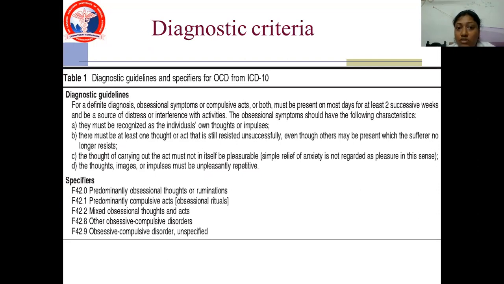That is the diagnostic guidelines for OCD from ICD-10. For a definite diagnosis, obsessional symptoms or compulsive acts or both must be present on most days for at least 2 successive weeks and be a source of distress or interference with activities. The obsessional symptoms are as follows. They must be recognized as the individual's own thoughts or impulses.